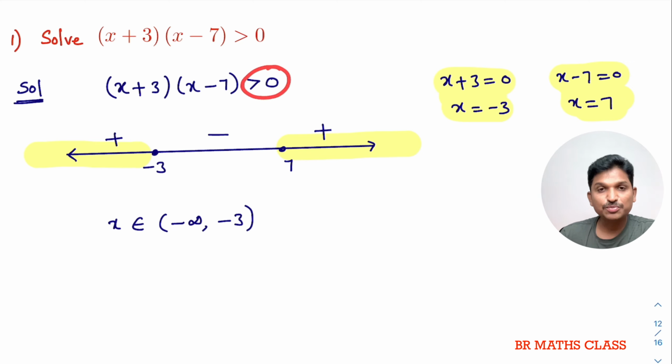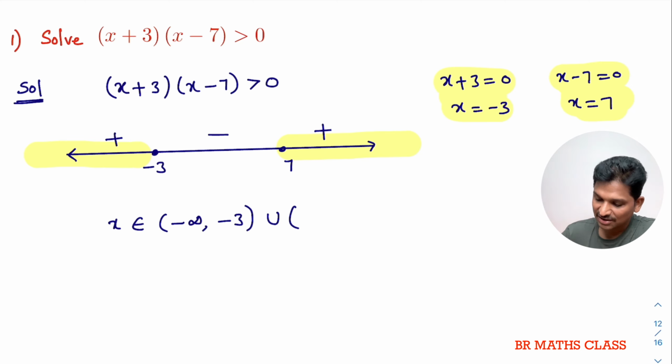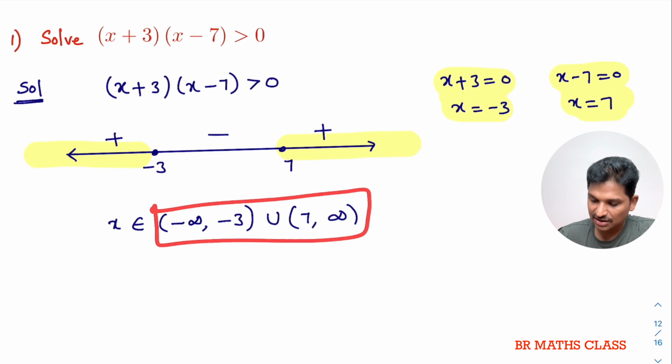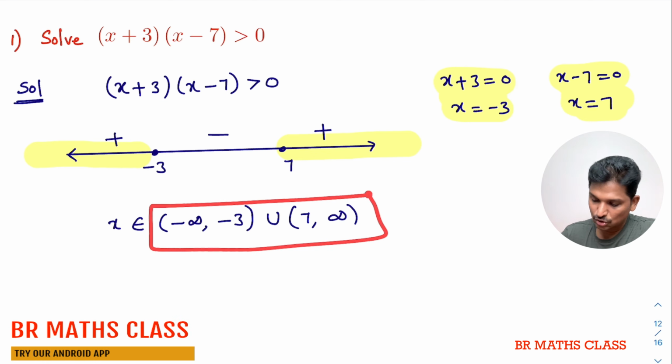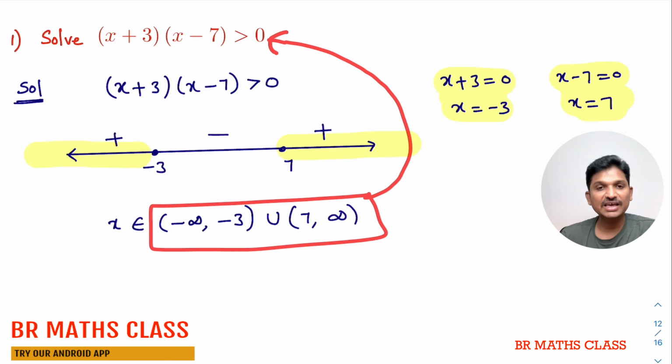Here greater than 0 means positive sign. Na? Positive sign means what this? See what you will get here. This is union. Union means plus. Plus, right? In sets chapter you will learn this. Okay. 7 to infinity. Right? So whatever x value you take in this interval, if we substitute in this inequality, it satisfies. So this is the solution of this inequality.